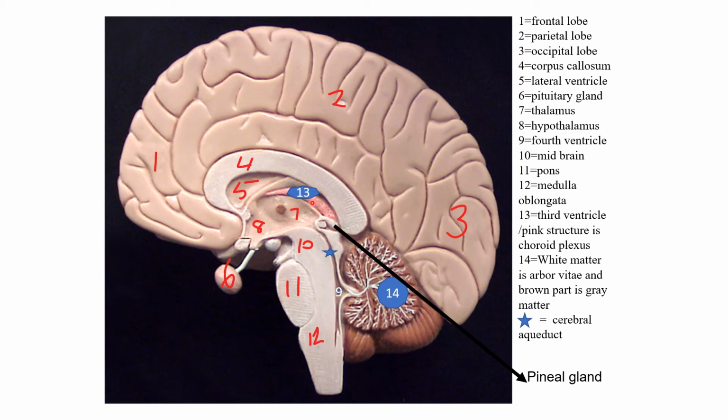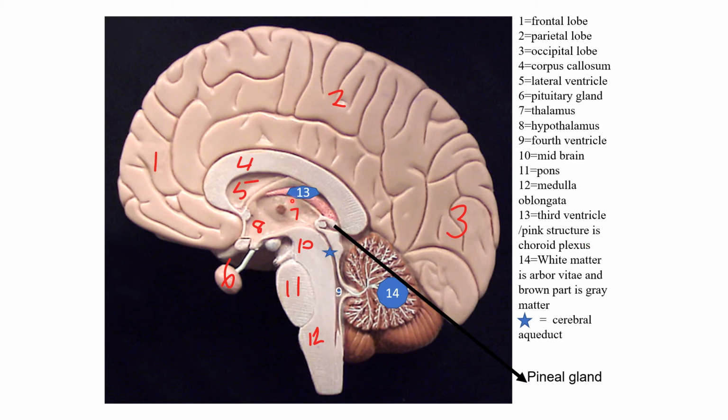That pink stuff that you see right here in the third ventricle is known as the choroid plexus. And the choroid plexus is actually found in the other ventricles as well, not just in the third ventricle. The choroid plexus is what helps make the CSF, the cerebrospinal fluid.